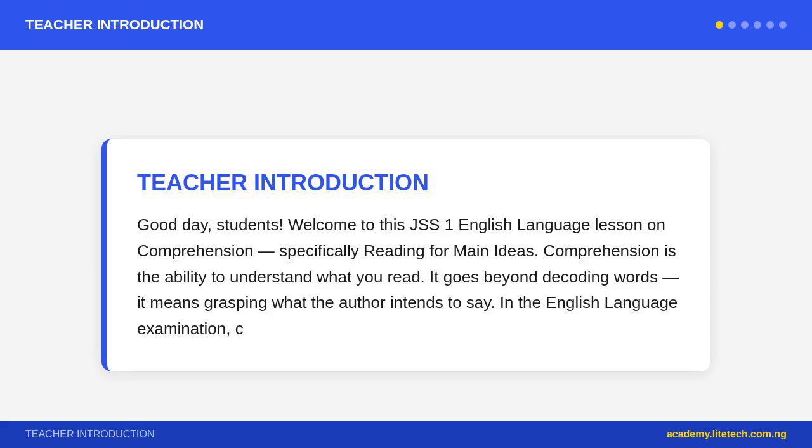By the end of this lesson, you will be able to define comprehension, distinguish between different reading strategies, skimming, scanning, intensive reading, identify the main idea of a passage, distinguish main ideas from supporting details, answer comprehension questions accurately, and use context clues to determine the meaning of unfamiliar words. Let us begin. What is comprehension?